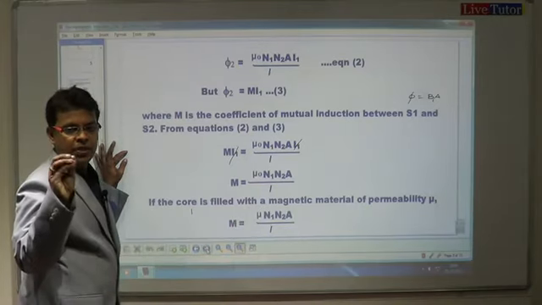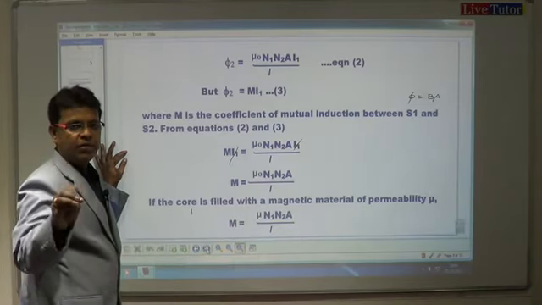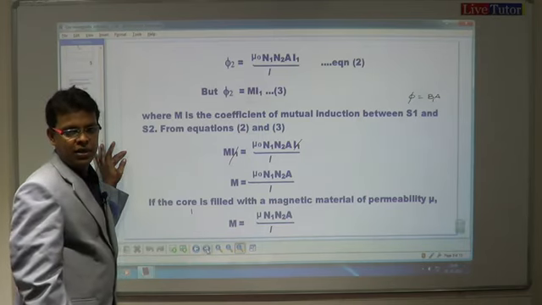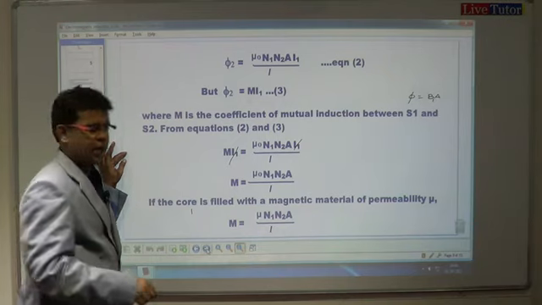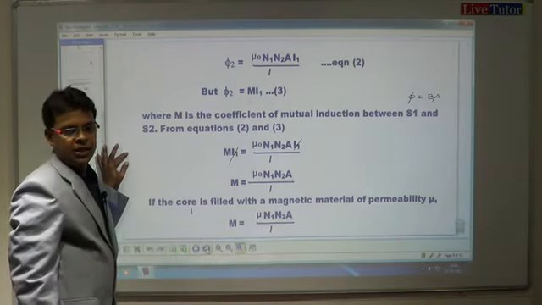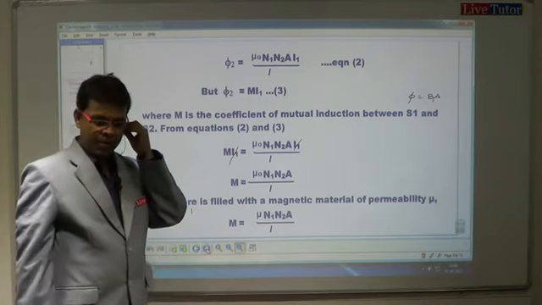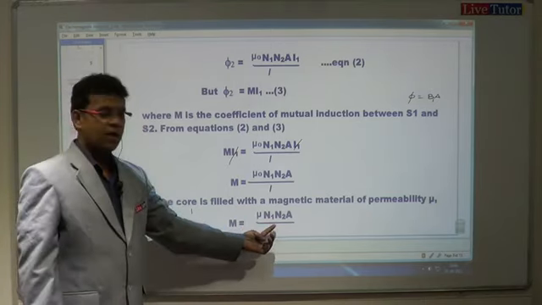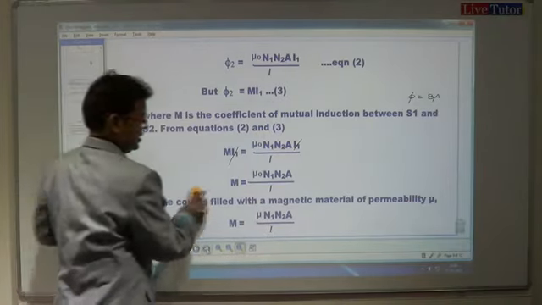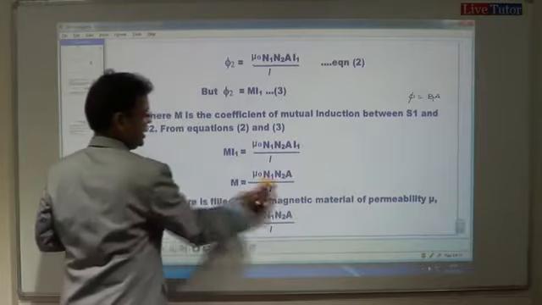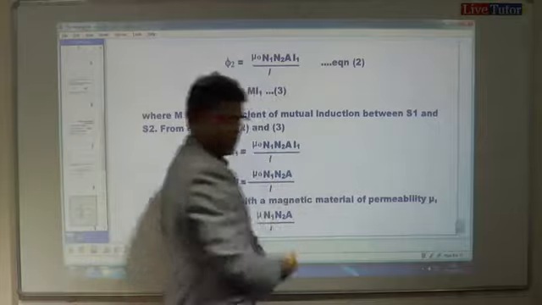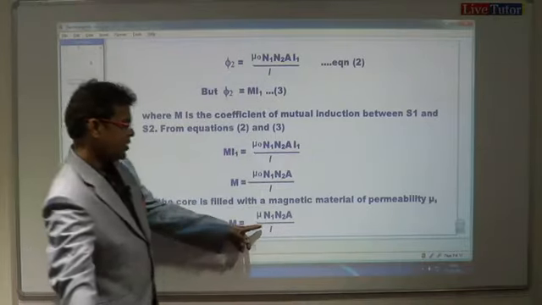So by simply knowing the number of turns in each solenoid, the area of cross section of the solenoid and the length of the solenoid, we can find out the mutual induction. Okay, such a simple one. So remember this may be useful for solving problems. Mutual induction between two solenoids: mu naught N1 N2 A by L. You can note that it is not depending upon current, you see.